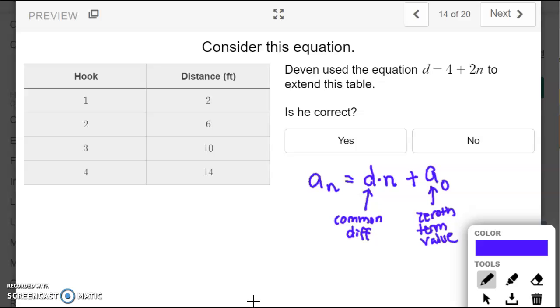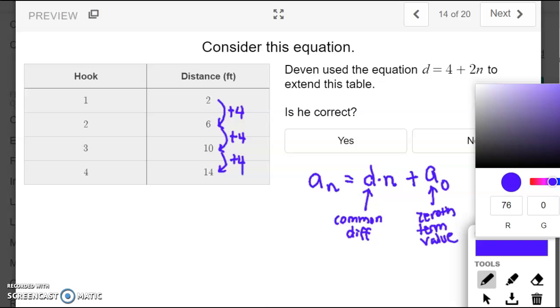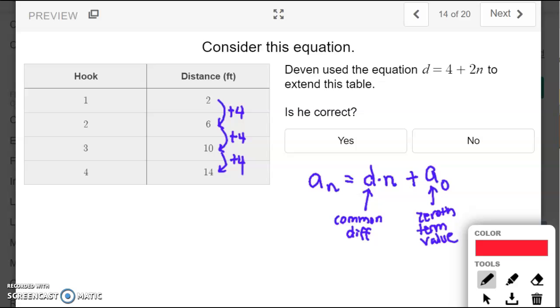Well, let's figure out what the common difference is. What am I adding each time? I'm adding 4. And how do I figure that out? Find the second term and subtract the previous term. 6 minus 2 is 4. So I'm adding 4 each time, and it checks out. That means the common difference is positive 4.